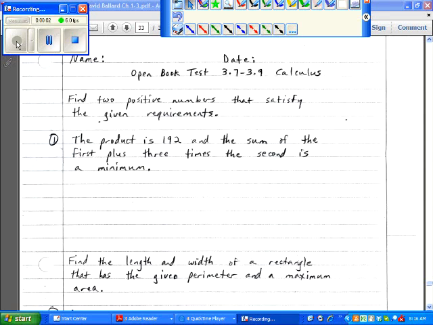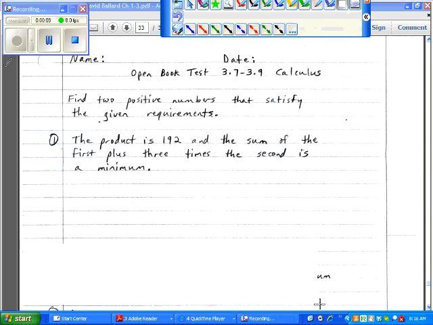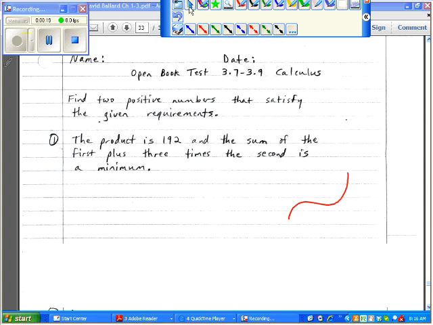Okay, we're going to go over the open book test, Unit 3.7 to 3.9 of Calculus. We have learned in the last few sections about maximizing and minimizing. We learned that if we had a curve, if the first derivative is positive, it's increasing. If the first derivative is negative, it's decreasing. If it goes from increasing to decreasing at a critical number, then that's a relative maximum at that critical number.